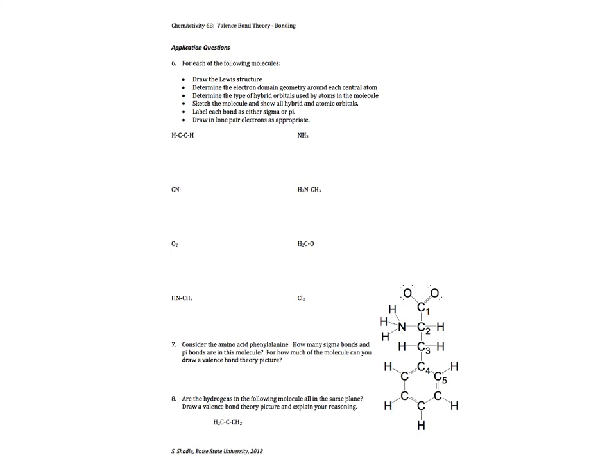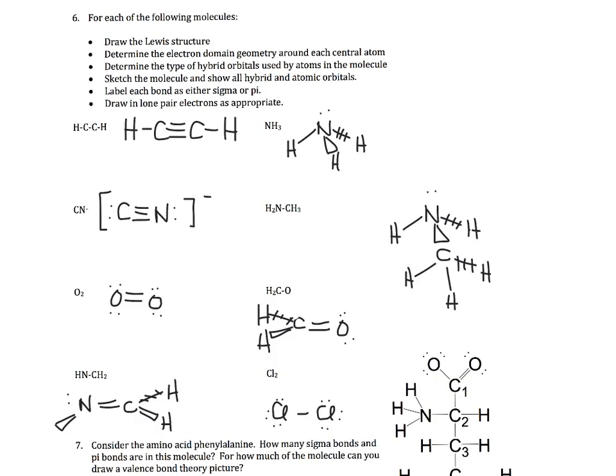In this video, I'm going to review the application questions. Notice that in question 6, the very first part of this calls for drawing the Lewis structure. So I'm going to stop and draw all the Lewis structures. I encourage you to stop and do the same, and then we'll come back and see how we layer valence bond theory onto our images.